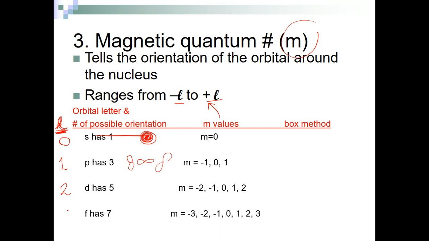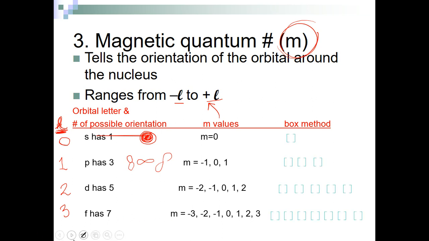Finally, the f orbital. We said for the f orbital, L is always equal to 3. These are the L quantum numbers. Since L is 3, the values for m can range from negative 3 to positive 3: negative 3, negative 2, negative 1, 0, 1, 2, and 3.